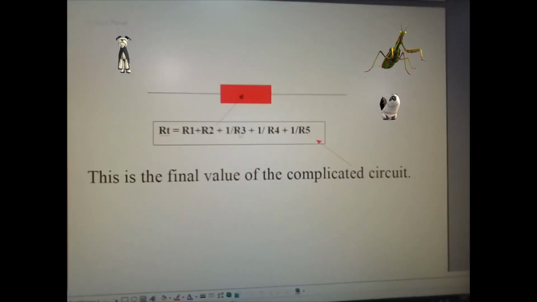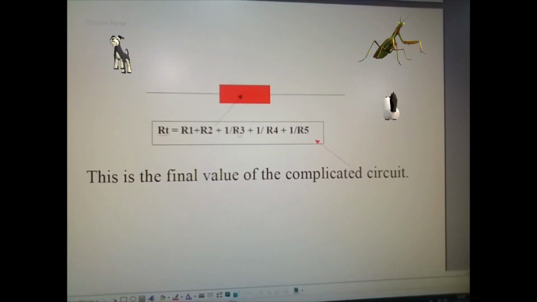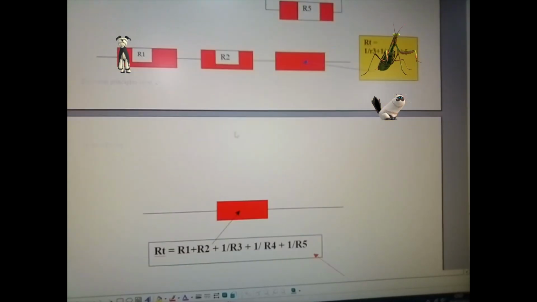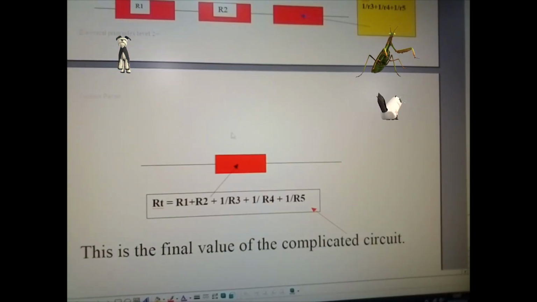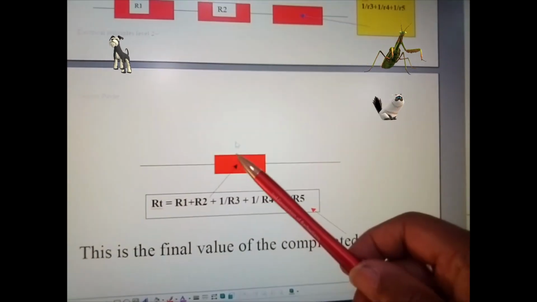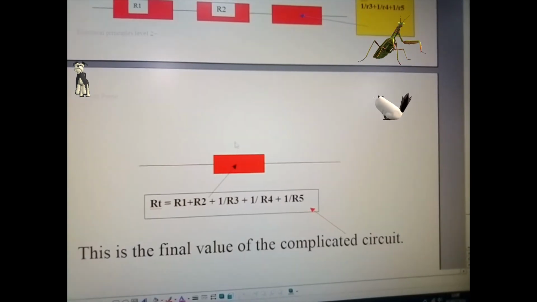And you can see that by adding these together, applying that process, you'll find that it will end up with just one resistor, which will contain all those values, and that will be your end result, okay?